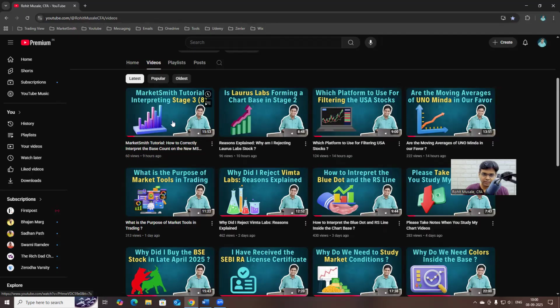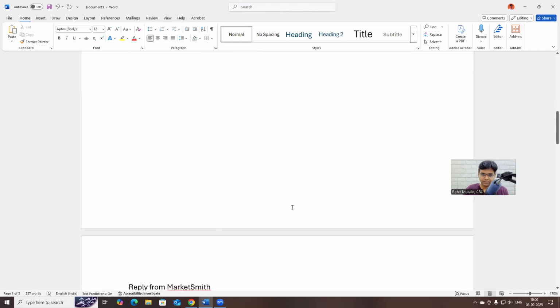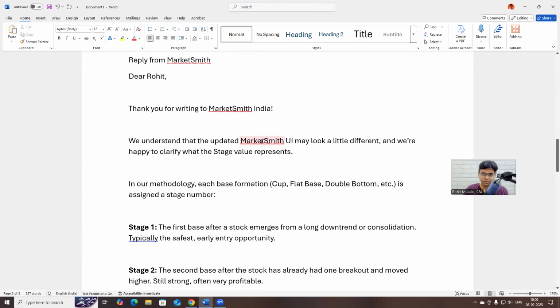In this, I have already explained the answer to this question, but I also forwarded this email to MarketSmith. I wanted to get their response, and here is their reply. This is the reply from MarketSmith that I received today morning. Today is Monday, 8th of September. So this is what they write.